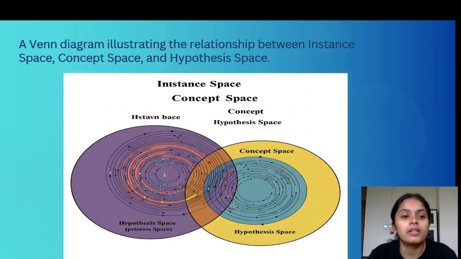Now, let's discuss the Venn diagram, which illustrates the relationship between instance space, concept space and hypothesis space. Instance space is the set of all data points or set of all input space. This yellow part represents the concept space, this purple part represents the hypothesis space, and this green and purple part intersection represents the intersection of concept space and hypothesis space, which is the good hypothesis.